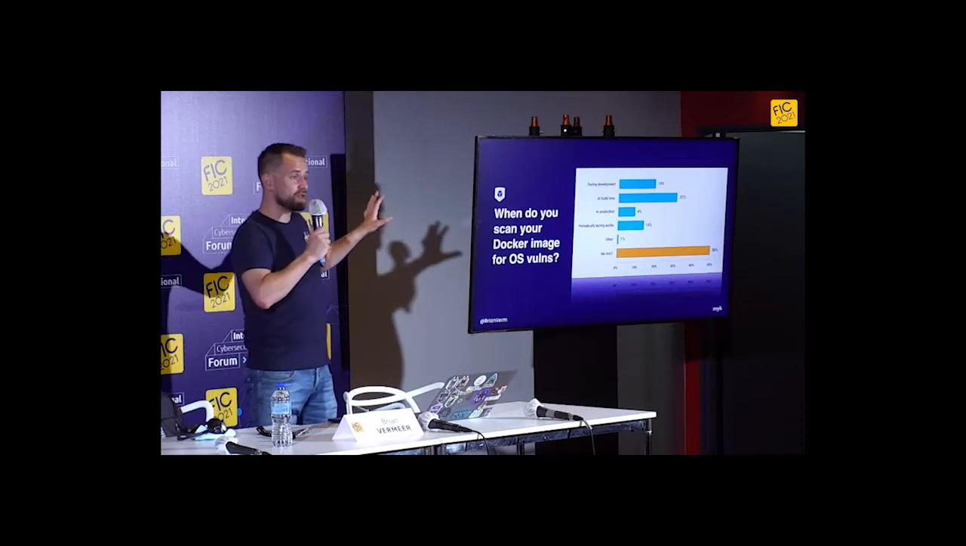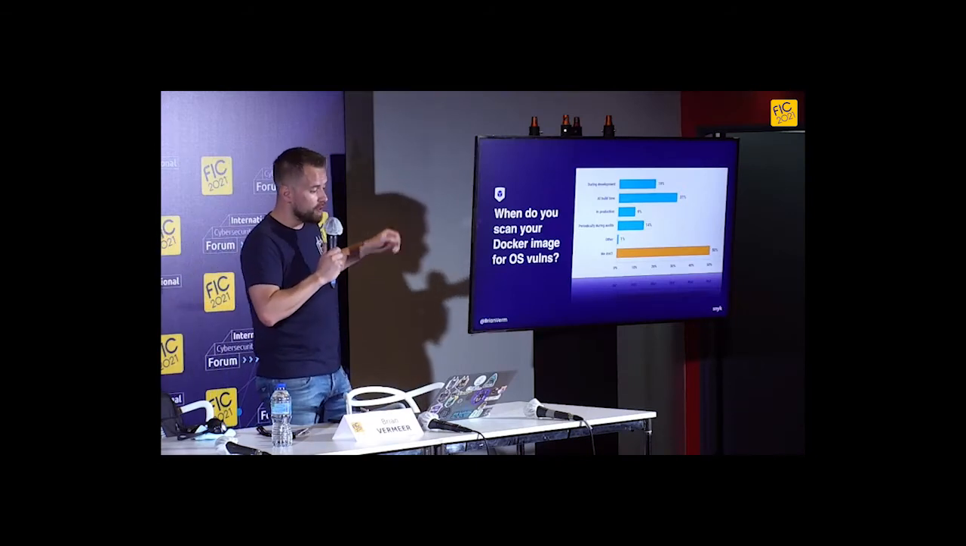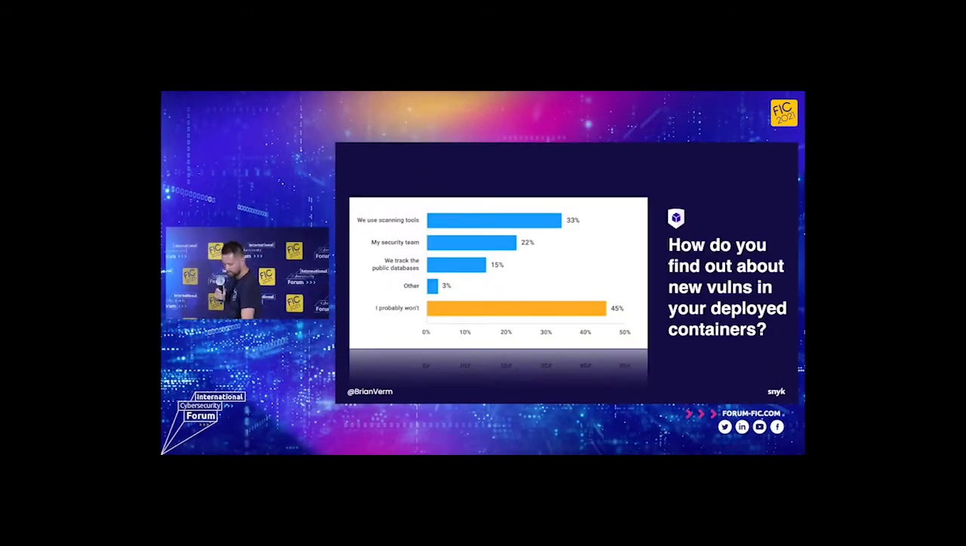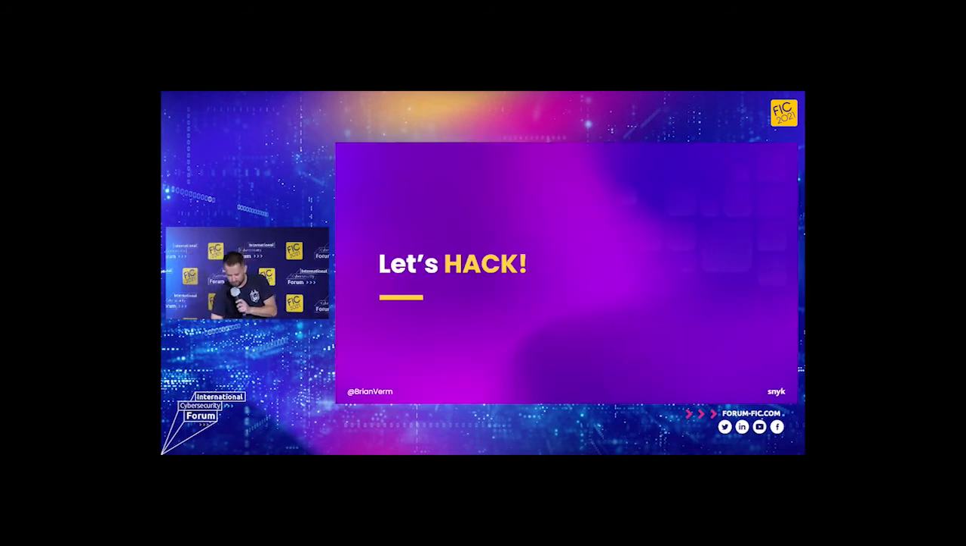In that same survey, State of Open Source Security, we asked people, how do you scan your Docker images for operating system vulnerabilities? And 50% say, we don't. Then we asked them, how do you find out about new vulnerabilities once the container is already deployed? Almost half of them say, don't know, I probably won't. And again, that is scary. So let's do some more fun stuff.